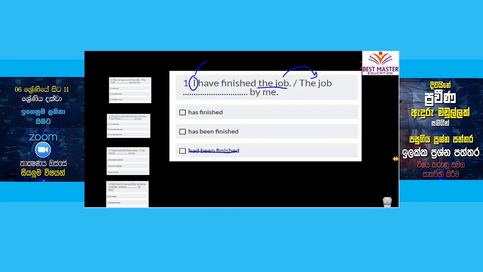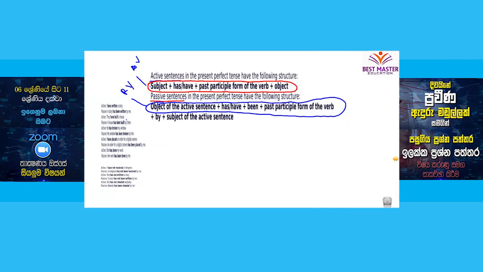This is a passive voice sentence. The second one is a passive voice sentence because it is starting with the object. Starting with the object, the job. In a passive voice, yes, so remind the format. Remind the format, come on. Yes, remind the format, passive: object of the active sentence. Has, have been. Has, have been. Look.